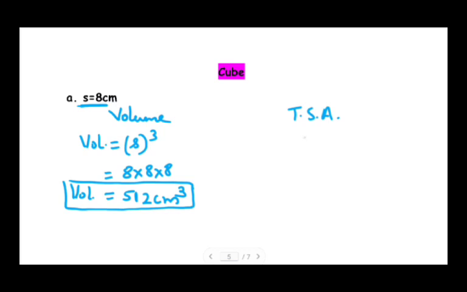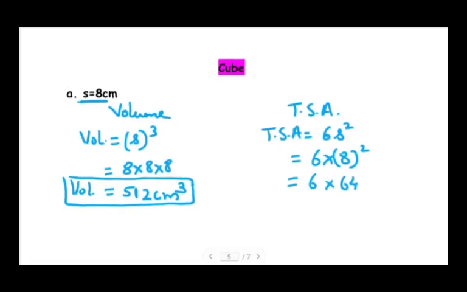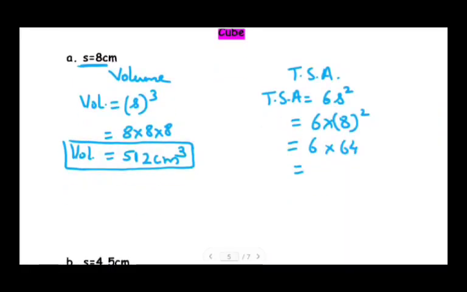TSA is equal to 6s square. So 6 into 8 square, 6 into 64, which is equal to 384 centimeters square. Very easy.